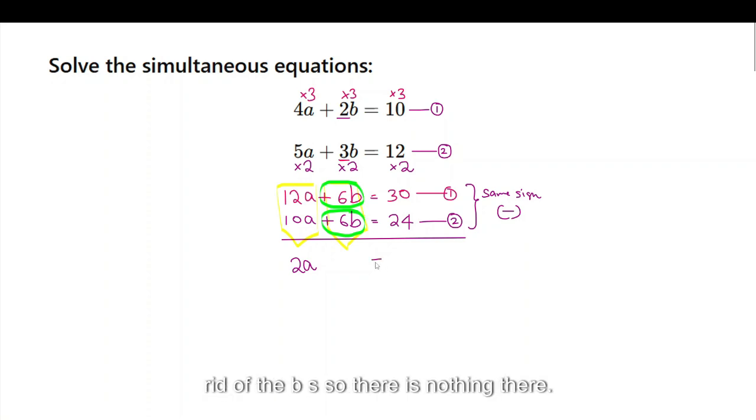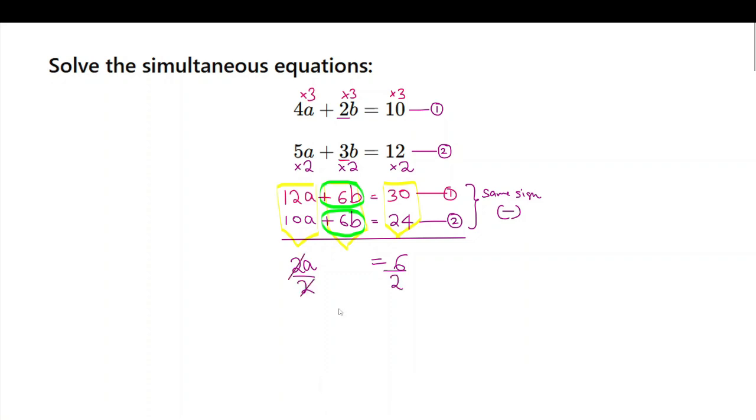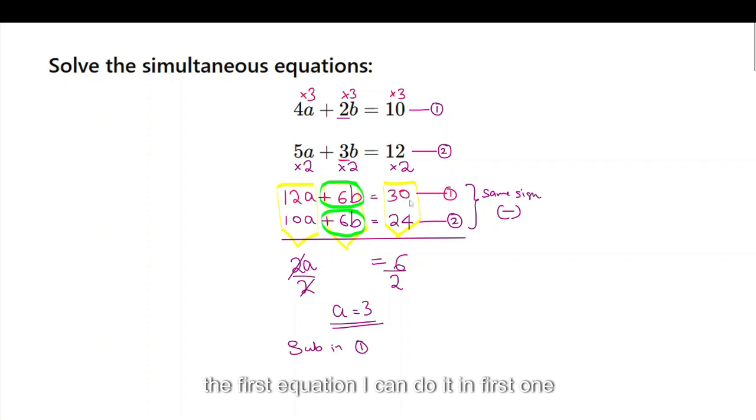So there's nothing there. Now I need to subtract 24 from 30. That gives me 6. So 2a is equal to 6. Obviously, divide both sides by 2. Cross, cross. a is equal to 3. So once I find my value of a, I'm going to substitute in the first equation. I can do it in the first one or the second one, it doesn't matter really. Now let's do the substitution here.